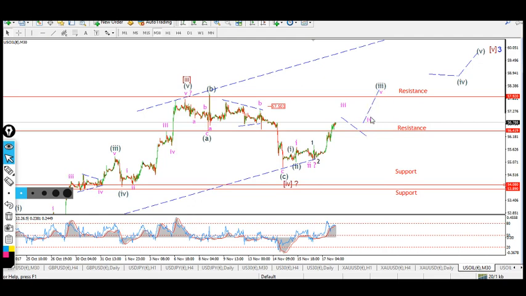larger wave 3. So what we're looking at in general is shallow corrections and jolts to the upside, a shallow correction and another rally to the upside, in what should be a series of wave 3s and 4s. So that's the outlook, probably until early December anyway. We get a completion of this larger impulse pattern. So a series of wave 3s and 4s complete that larger impulse pattern.